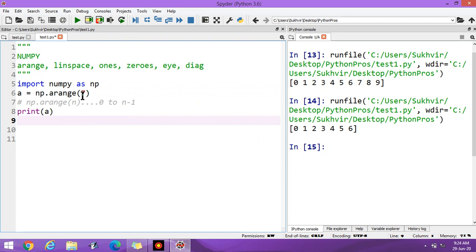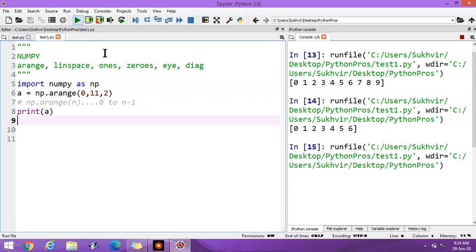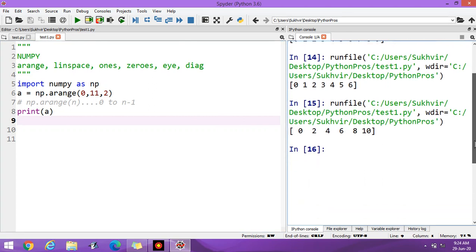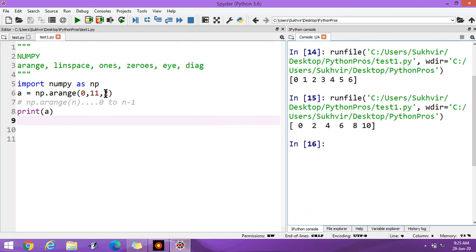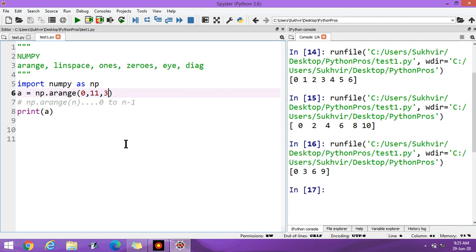Suppose I write 0, 11, 2. Let us execute the program. 0, 2, 4, 6, 8 and 10. Suppose I write 3 here. It's 0, 3, 6 and 9.